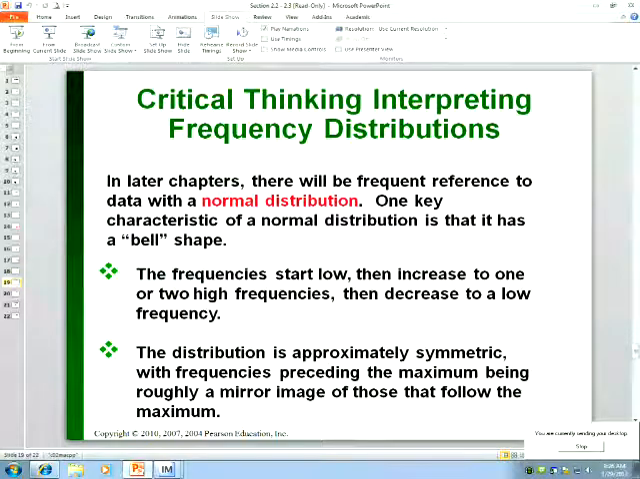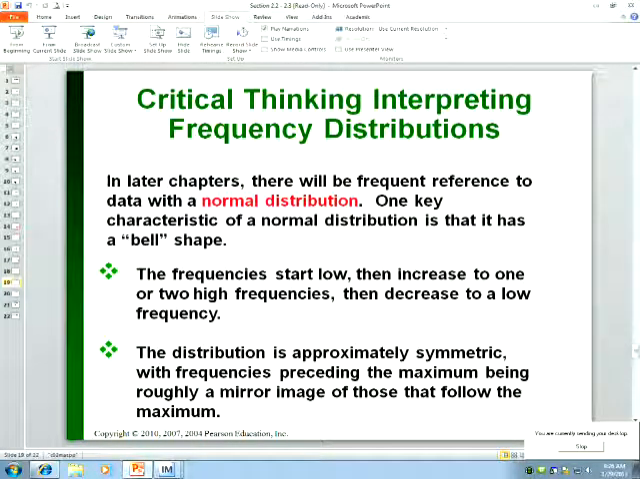When data fits that shape, you say the data is from the normal distribution. And when you're looking at the graph, you say that's a bell-shaped curve. The distribution is approximately symmetric, with frequencies preceding the maximum up to the peak looking pretty much like what comes after the peak. You could fold it in half and the two sides would match up pretty closely.